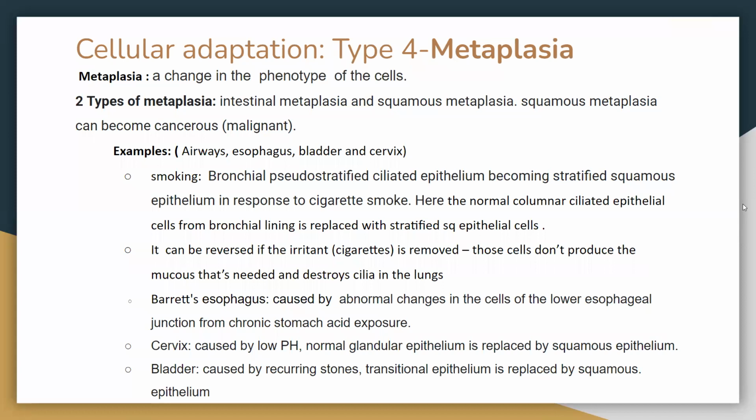The fourth one is metaplasia, which is also very common on state board exams because of the smoking history, the presence of cancer, the kidney stones, and how it affects the bladder. Please read through it and study.